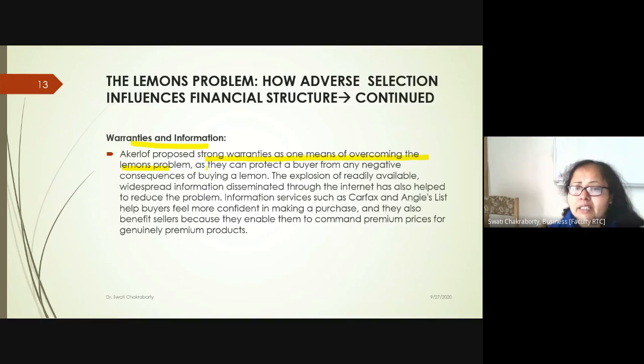They can protect a buyer from any negative consequences of buying a lemon. So you have the warranty. If it is not working, you can return it.